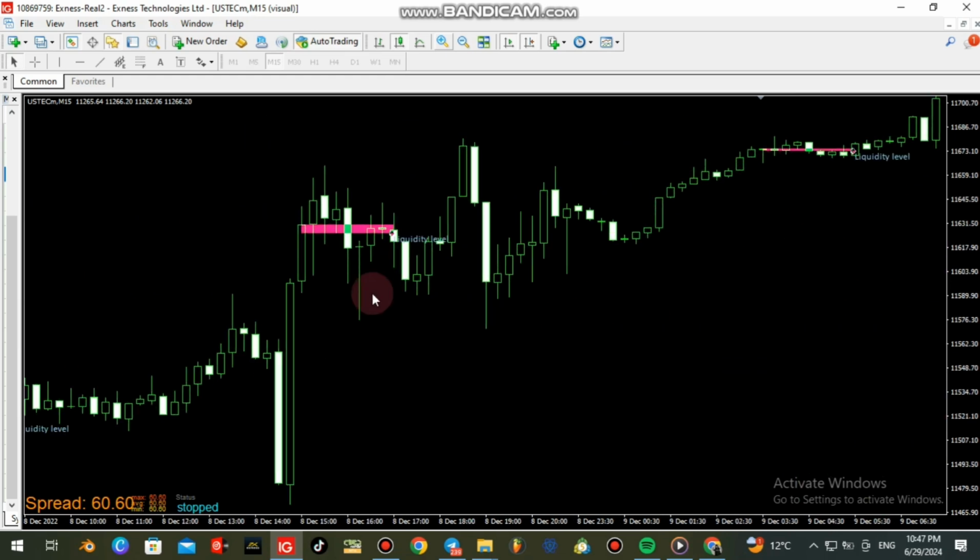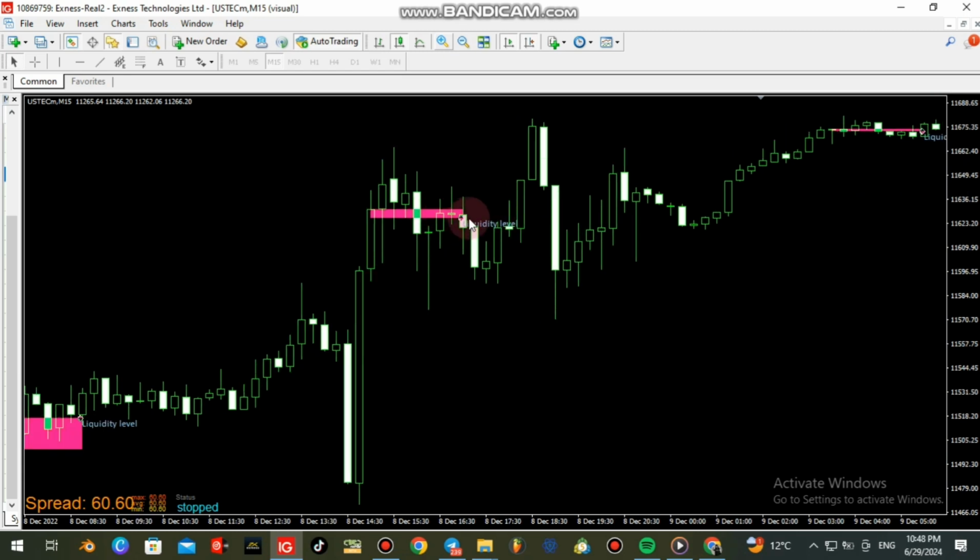Let me see what's happening. Here's another possible situation here, guys. As you can see, the rectangle was drawn, the liquidity zone or liquidity area, and then what followed, this candle didn't open above or below, but almost in the middle of that structure.